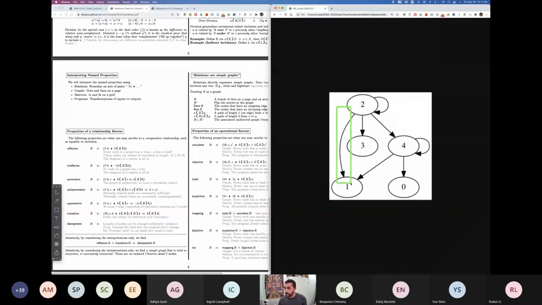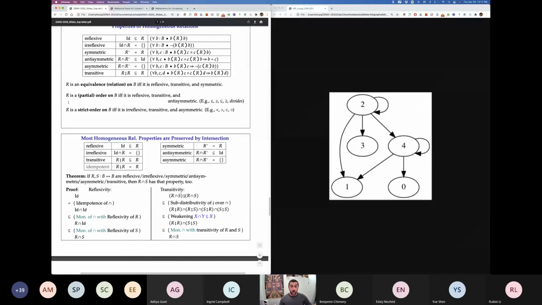That's fantastic. But what about if I go from 2 to 4 and then from 4 to 0? There's no way to go from 2 to 0, right? So it's not transitive. Good job. Alrighty. So I hope some of you had fun doing that.